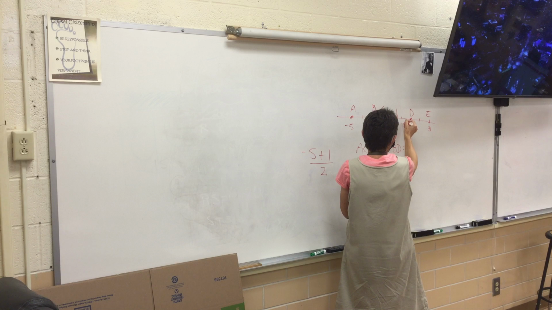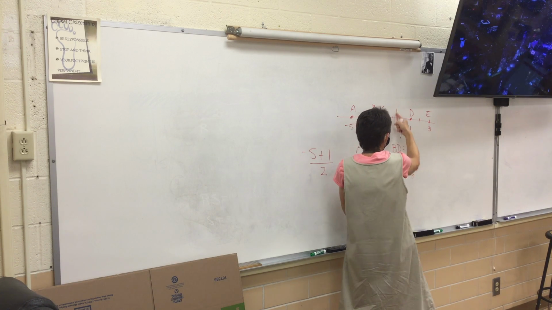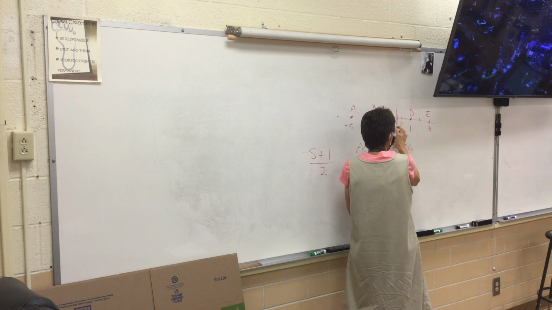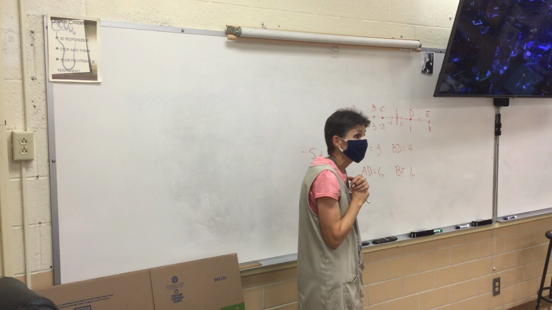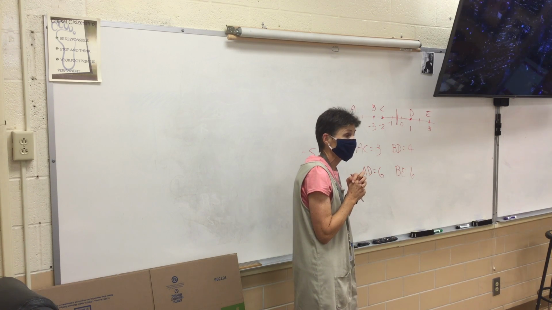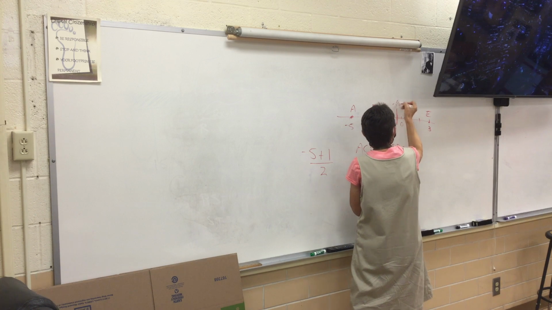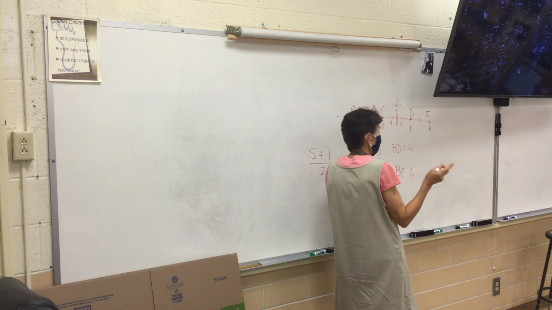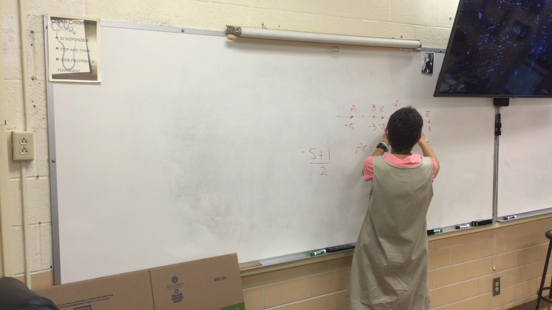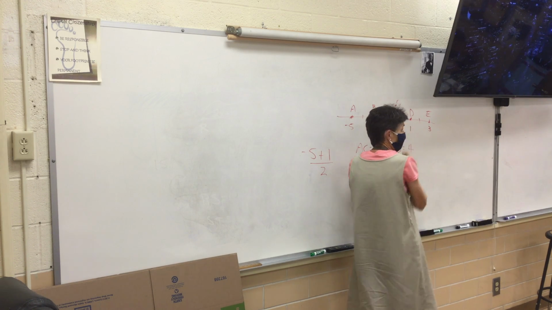So if this is 1, this one would be 0, and this one would be negative 1. What is right in the middle of 0 and negative 1? Negative 0.5? Negative 1/2? So if I use my fingers, negative 1/2, negative 0.5, I come right in between negative 1 and 0.